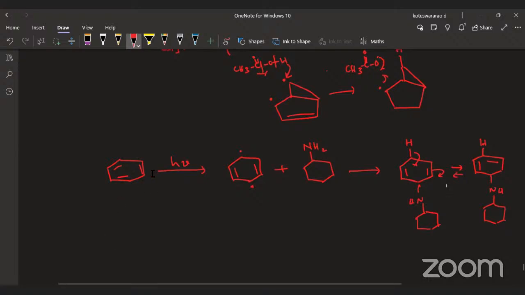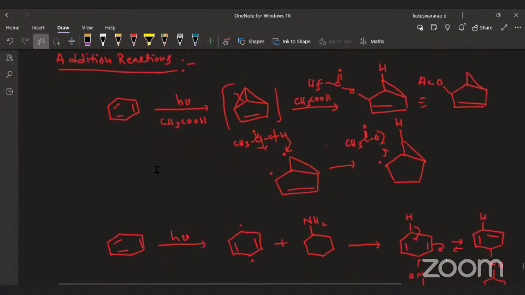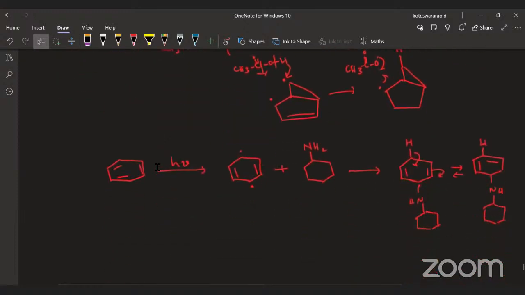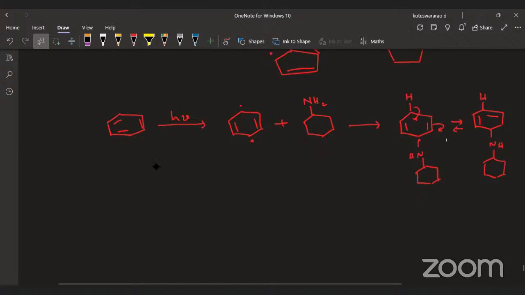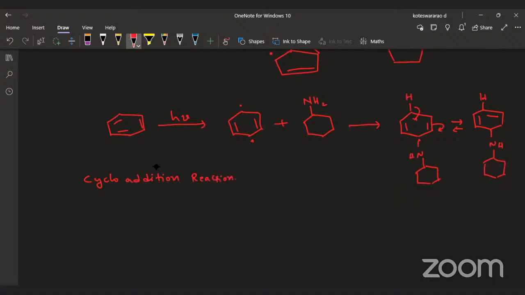Okay, such kind of reactions are called addition reactions on aromatic systems. Addition reactions on aromatic compounds. Now, coming to the cycloaddition reactions. Now, benzene derivatives undergo plenty of photochemical reactions with the alkenes. These products are polycyclic, non-aromatic compounds generated in these reactions.